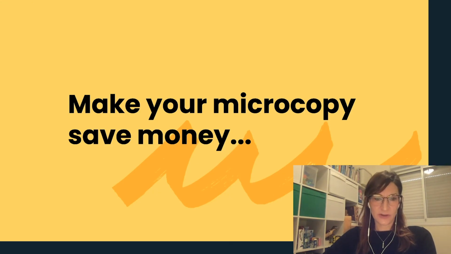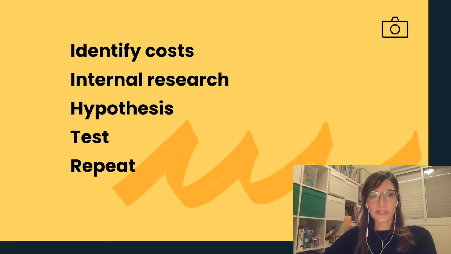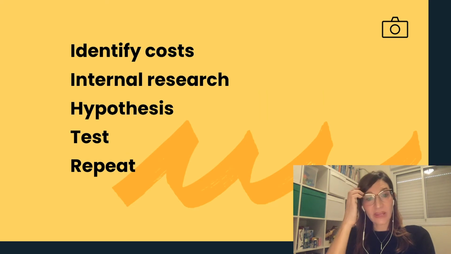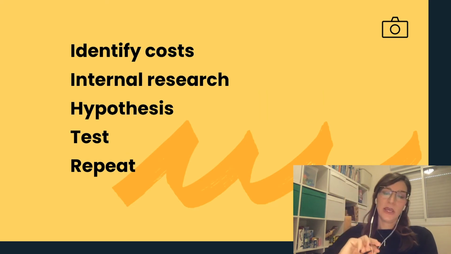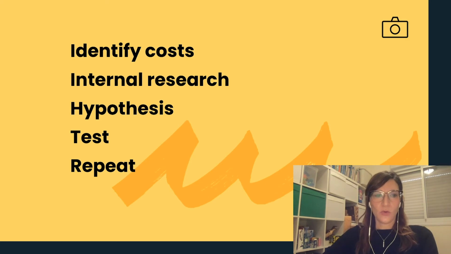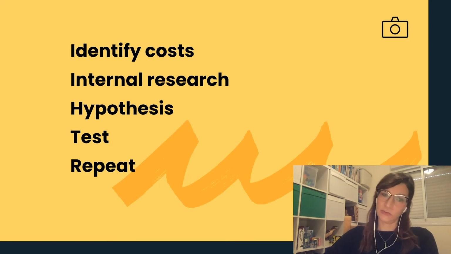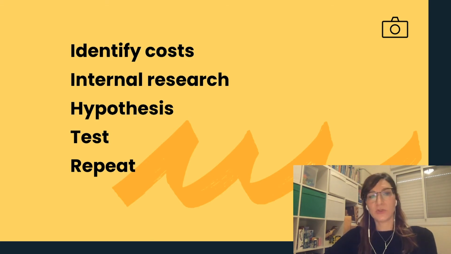So how do you make your microcopy save your company money? First, identify the cost. What's costing your company money in the first place? And that's actually going to require a lot of internal research as opposed to user research. It means going to the support team and asking them, where are you getting the most tickets? What's the pain? And going to development teams and asking them what kinds of microcopy are the most difficult to implement. For example, I didn't necessarily realize when I wanted to make the smart string smarter how much that would require, especially the integration between the payments team and the team responsible for building the UI that the user sees.